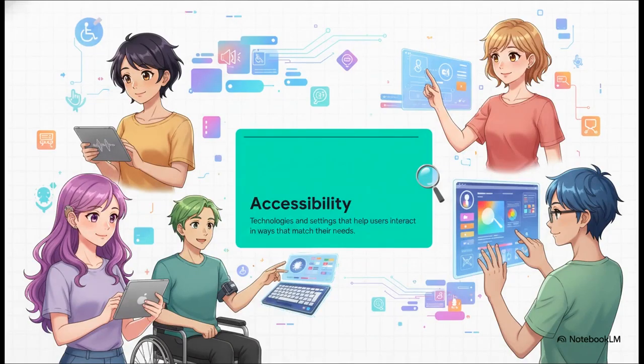So, what are we actually talking about? Accessibility is a collection of technologies and settings that help users interact with a computer in ways that perfectly match their needs. It is really all about creating a personalized experience. Your computer should adapt to you, right? You shouldn't have to adapt to your computer.